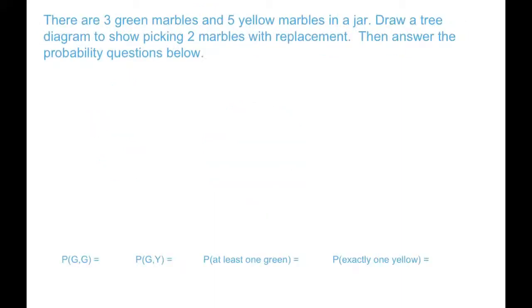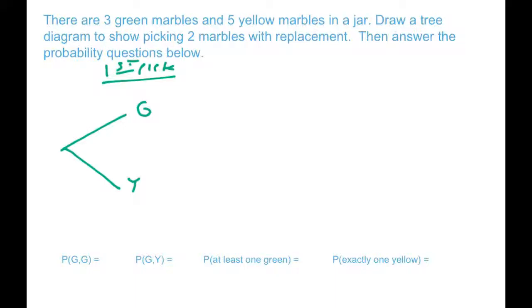Alright, tree diagrams now. There are 3 green marbles and 5 yellow marbles in the jar. Draw a tree diagram to show picking 2 marbles with replacement. Then answer the probability questions. Alright, so we're going to label first pick. So we're going to do 2 picks. So my first pick, I'm either going to pick a green or a yellow.